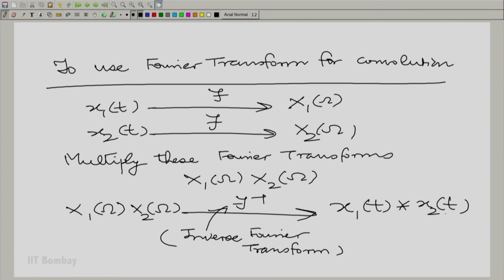Now here you are doing two Fourier transform operations and one inverse Fourier transform operation. Naturally, this is beneficial if the Fourier transform operations are easy to do. Otherwise, it is not straightforward that it is always better to go through the Fourier domain. Better or worse depends on what kind of signals we are dealing with.